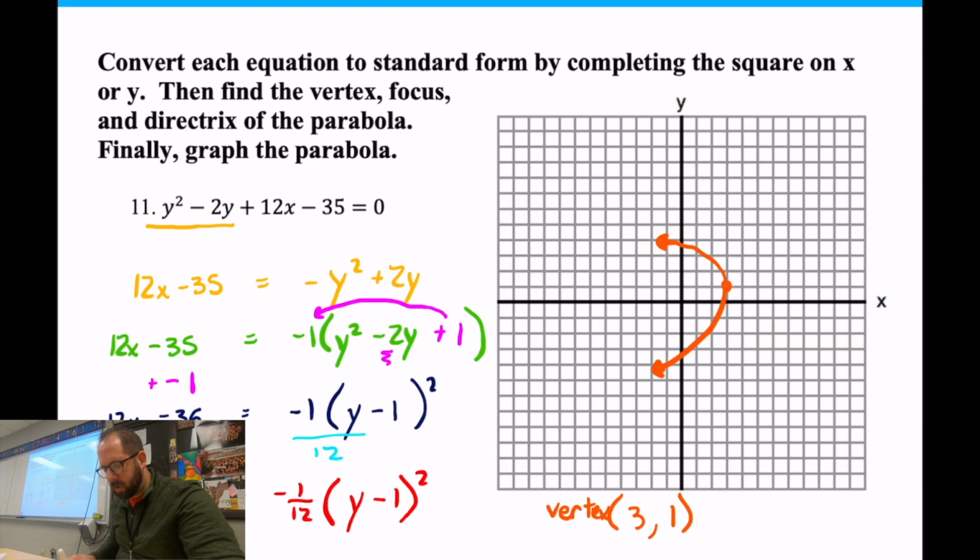You don't have to be super accurate on parabolas. You just kind of draw the generic way it's going. How I know it faces the right, or the left, I mean, is because of that negative sign out front.